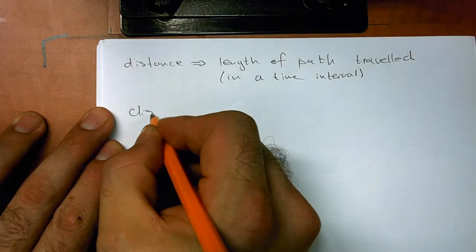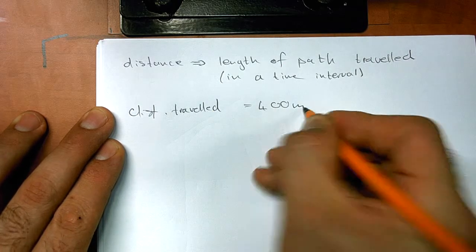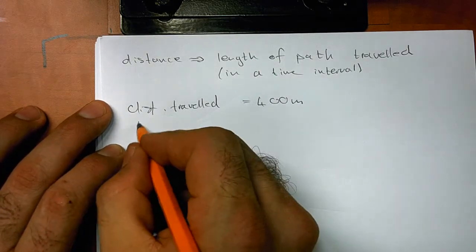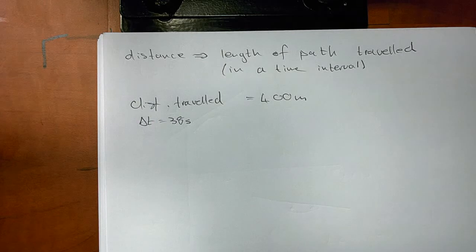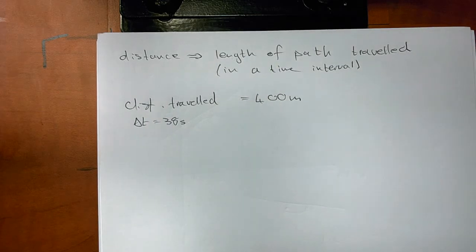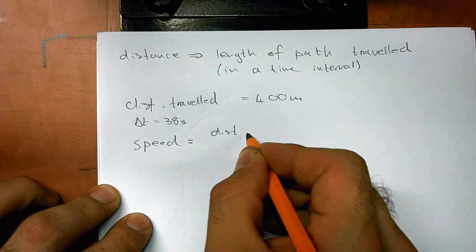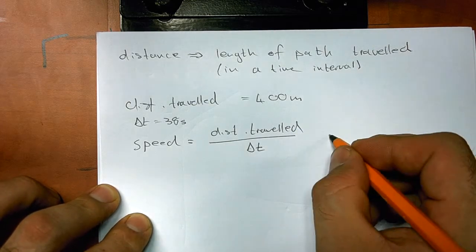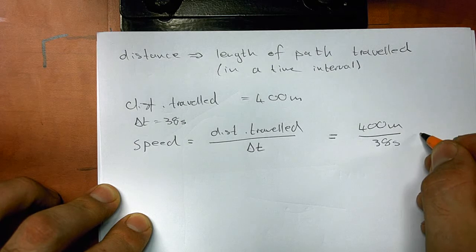So with our athletic example, the distance traveled is actually 400 meters, because that's the length of the actual path you ran. So the time interval was 38 seconds, pretty amazing. And now we say, well, what is the average rate at which you traveled a certain set distance? So we call this quantity speed, and it is given by the distance traveled divided by the time interval it took to travel that distance. And in this case, this would be 400 meters divided by 38 seconds.